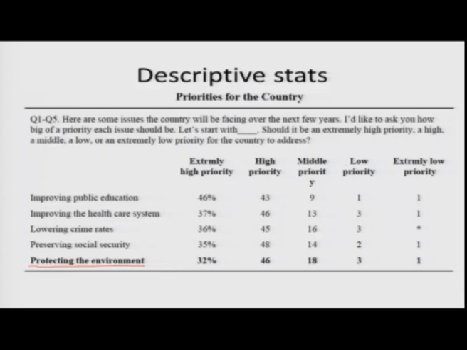5-point scales: extremely high priority, middle priority, low priority, extremely low priority, and then percentage of people who said so. 46%, 43, 9, 1, 1; 37%, 46, 13, 3, 1; 36%, 45, 16, 3, null; 35%, 48, 14, 2, 1; 32%, 46, 18, 3, 1.